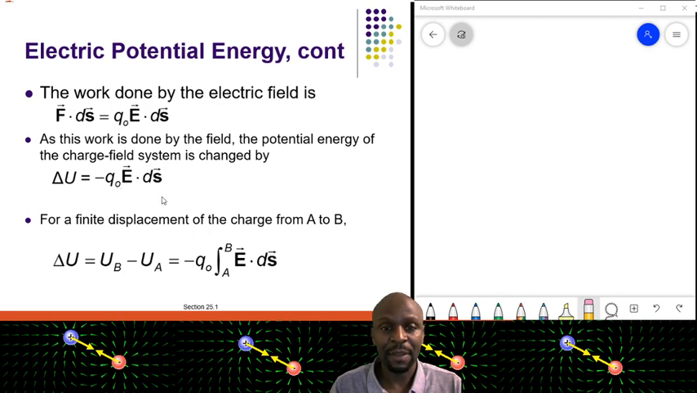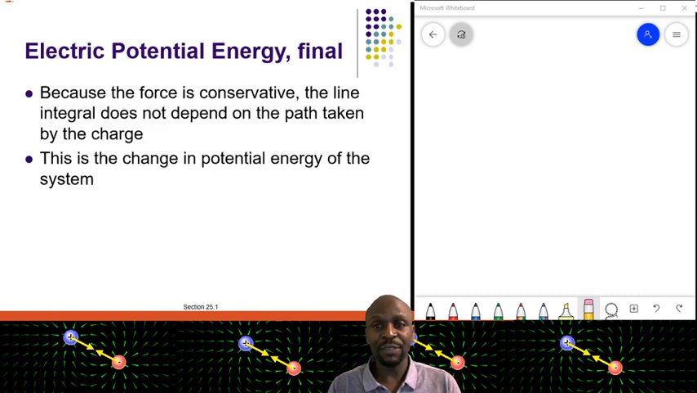For a finite displacement of the charge from point A to B, the change in potential energy can be given by the potential energy at B minus the potential energy at A, by this integral of E dot ds taken from A to B. Because the force is conservative, the line integral does not depend on the path taken by the charge. It depends only on point A and point B, not the path taken to arrive at point B from point A. This is the change in potential energy of the system.